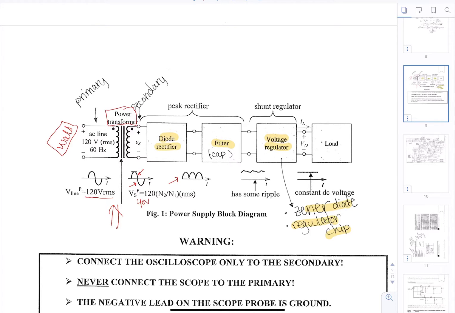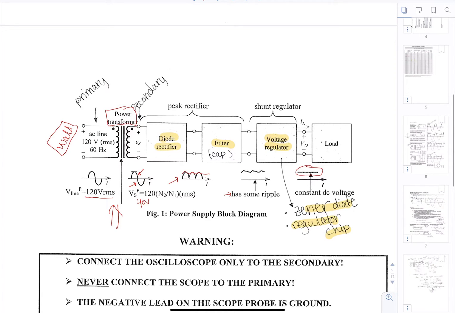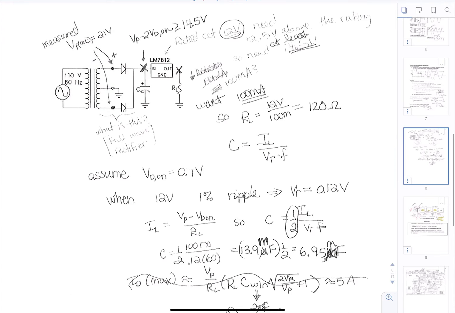Then you want to filter, so as you add a filter, you're going to have some ripple going into the regulator, but then that ripple is going to be reduced even more by that Zener diode or regulator chip. So this is how a power supply actually works. So going back, if you want to use the chip, these are those components.